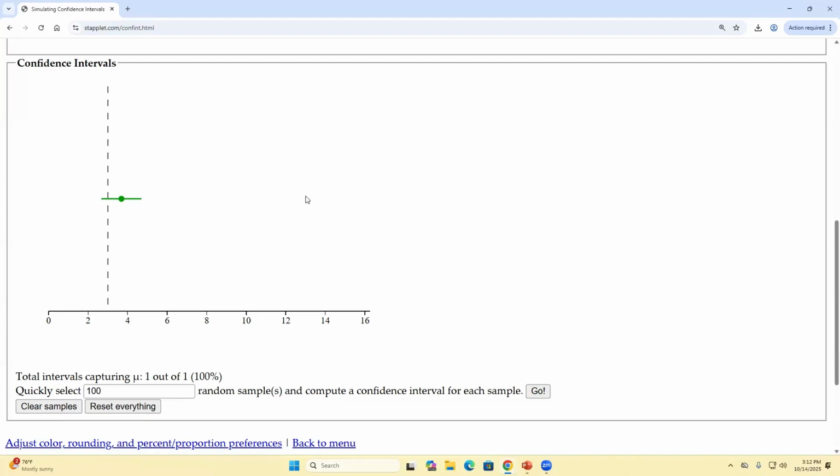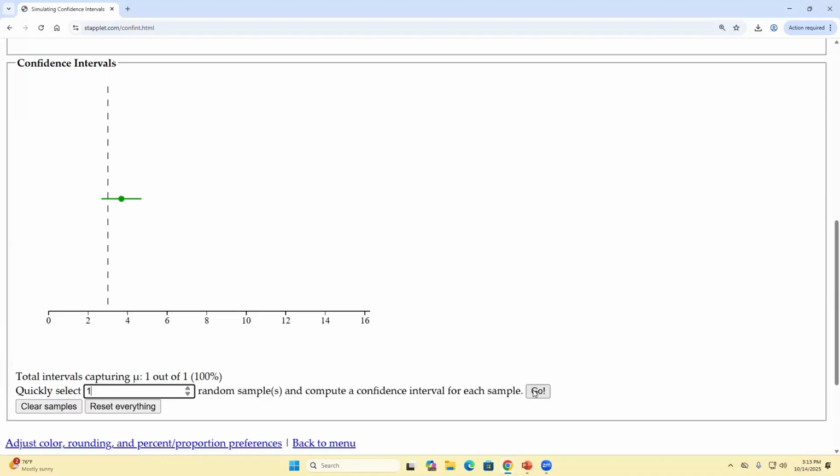So we're going to go down here now to quickly select, and we're going to change this 100. Let's just change it to 1. There we go. So we're going to change that to 1, and we're going to continue to take new samples and build new confidence intervals.